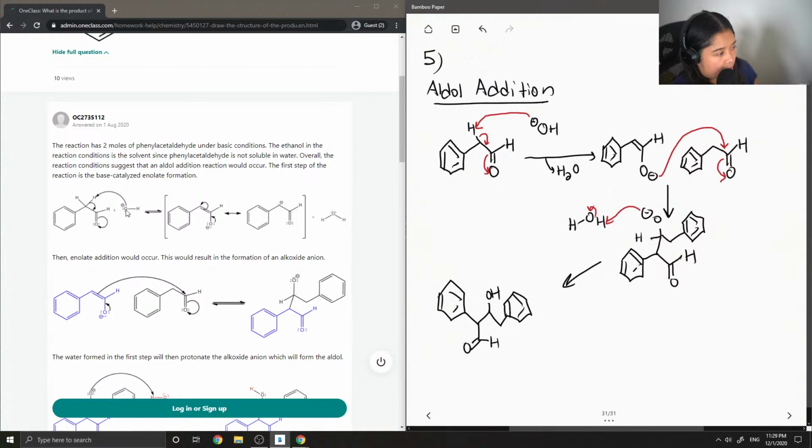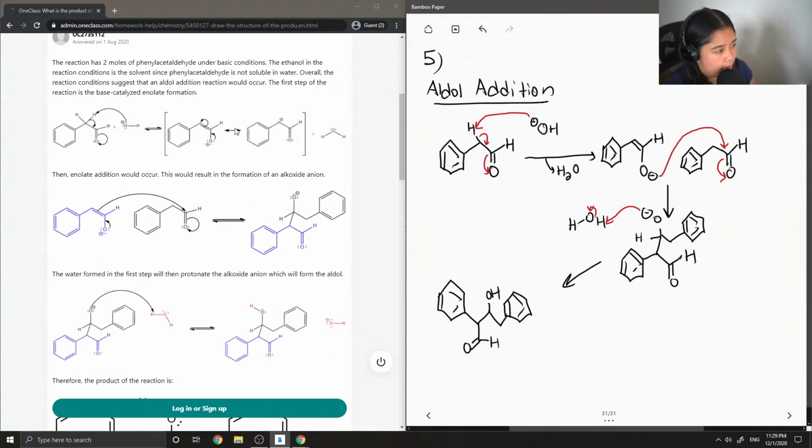So here they show the base taking one of the hydrogens, forming a double bond, and bringing the electrons up to give the oxygen a negative charge. They also included its resonance structure as well, showing how the electrons can come back down on itself and give a negatively charged carbon.